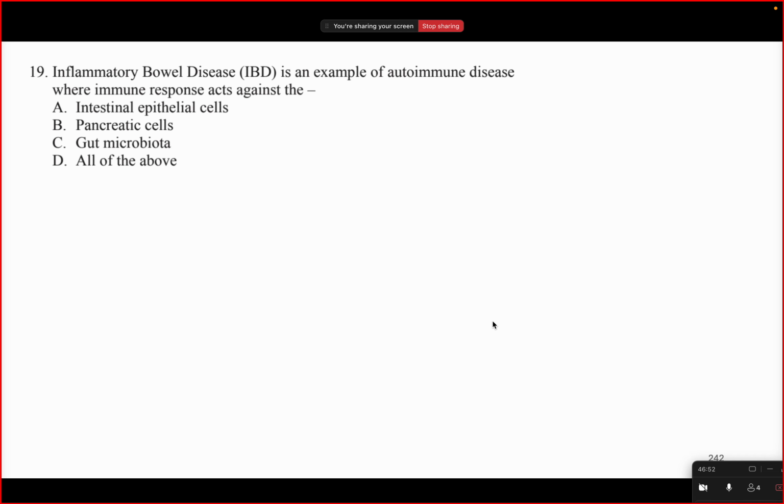Inflammatory bowel disease is an example of autoimmune disease where the immune response acts against the intestinal epithelial cells, pancreatic cells, gut microbiota, or all of the above. It's in the name, it is the gut microbiota.